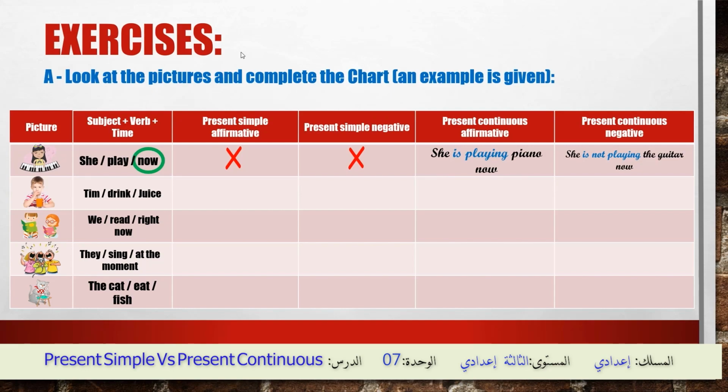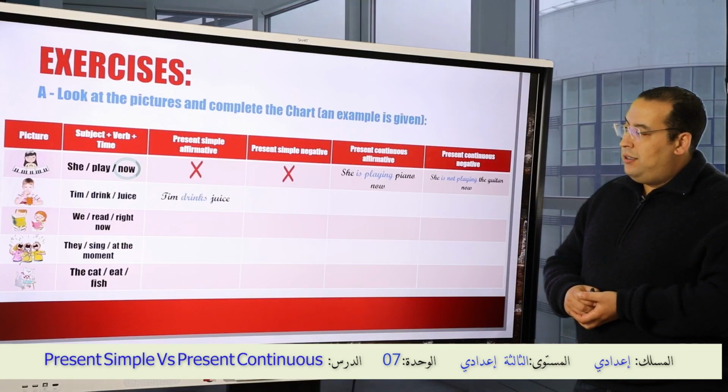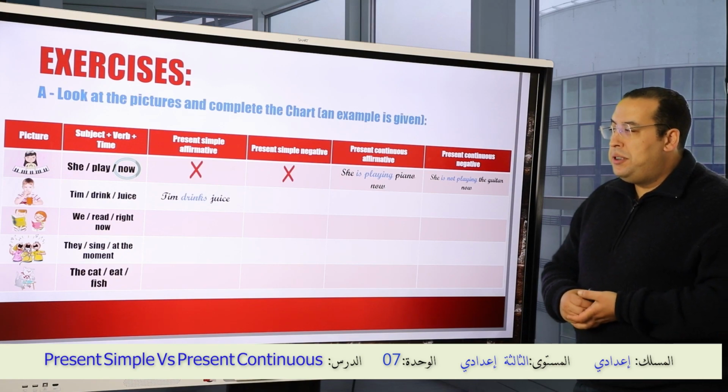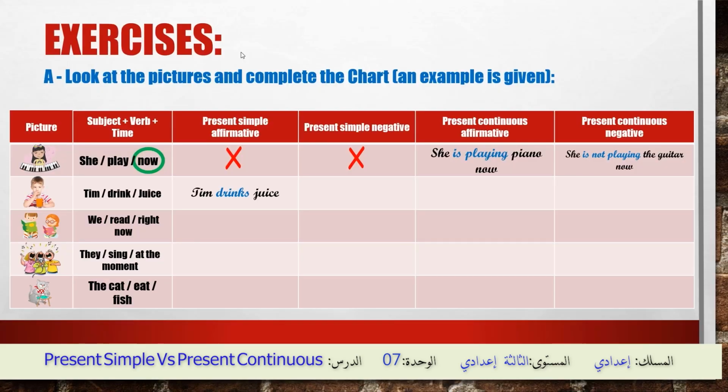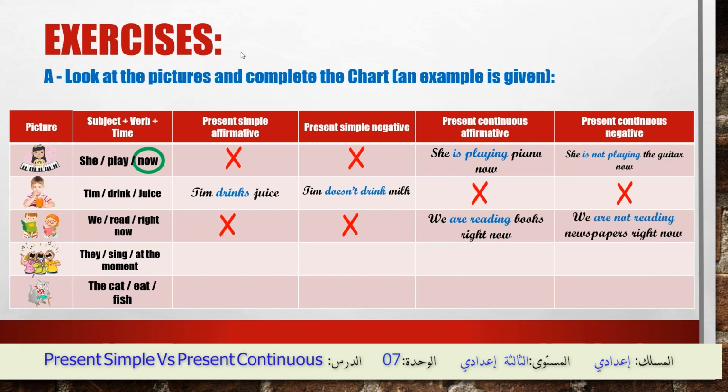Okay, time's up, and now let's try to answer the charts. So the first one, Tim drinks juice. Why did we use the present simple? Simply because we don't have a time expression. Tim drinks juice. Tim doesn't drink milk, for instance. And the present continuous is not used in this case. We read right now. So we have right now, which means the present continuous. So present simple is not going to be used. So we are reading books right now because we have the book or books in the picture. And in the negative, we are not reading newspapers right now, for instance.